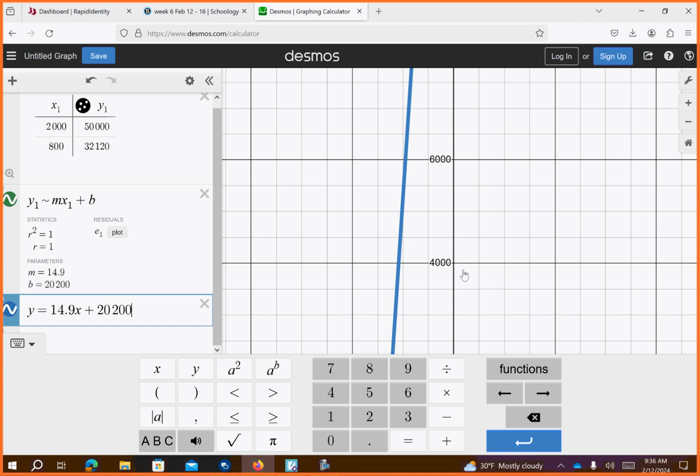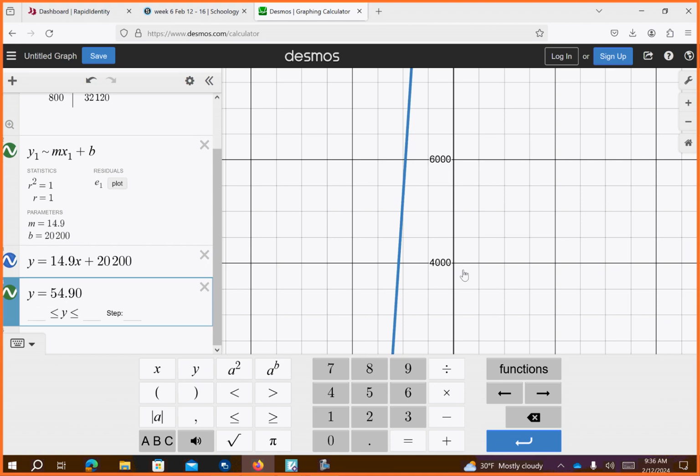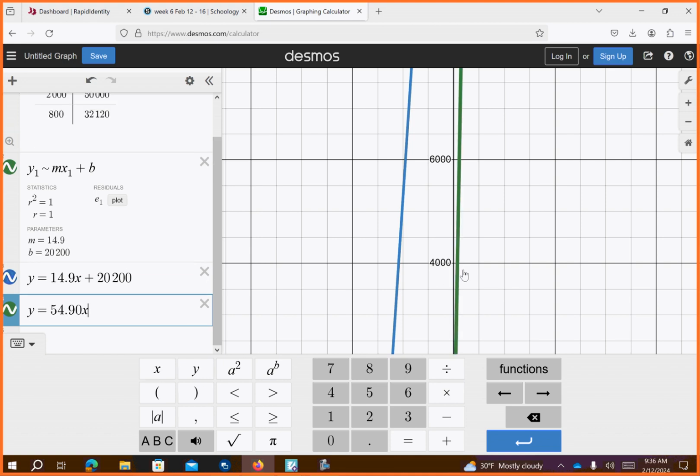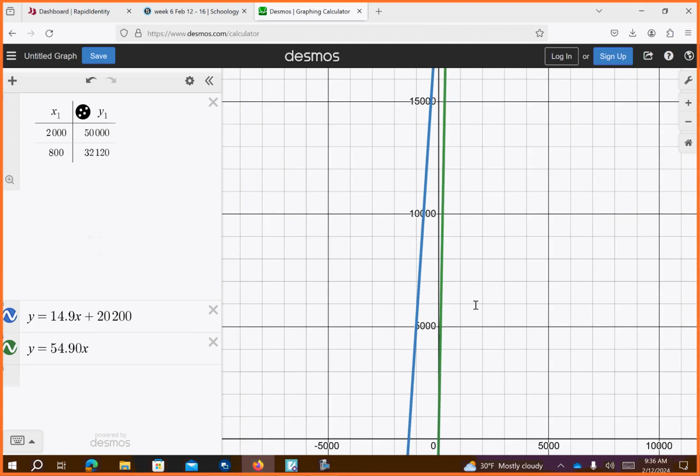And the selling price, $15.40 per widget. So y equals 54.90x. So again, those are my two equations I'm going to deal with. I can just get rid of both of those.